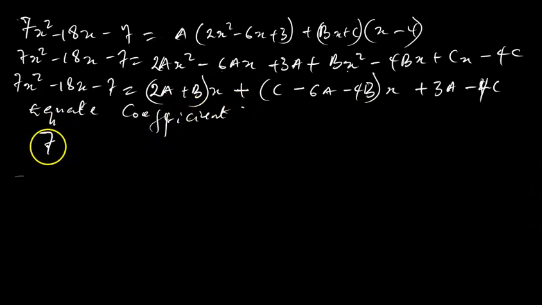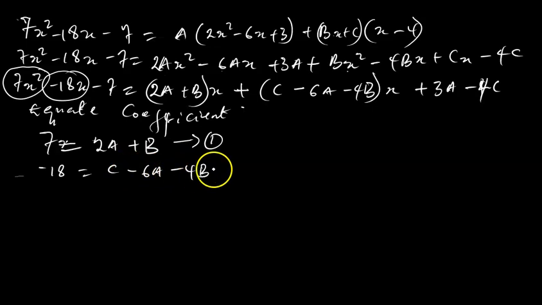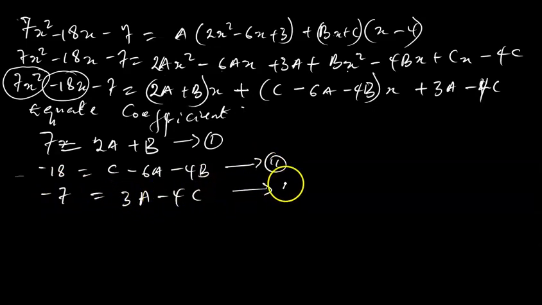So for those that have x squared, we equate them to 7. Those that have x, we equate them to minus 18. So 7 is equal to 2a plus b. Let's call that equation 1. Then minus 18 will be equal to c minus 6a minus 4b. Let's call that equation 2. Then minus 7 will be the same thing as 3a minus 4c. Let's call that equation 3.